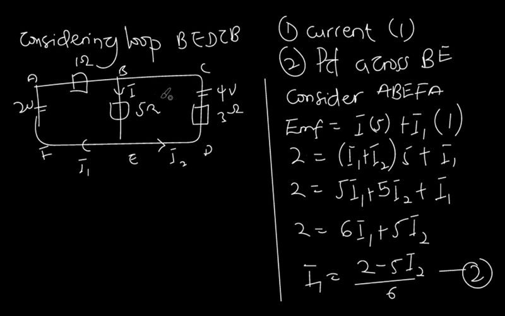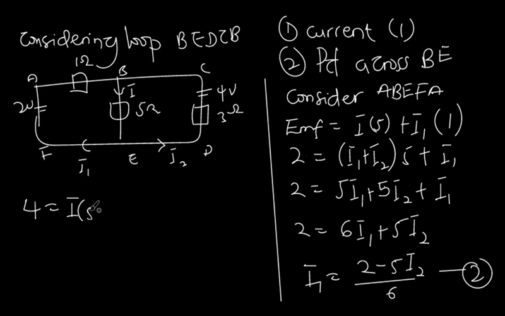Alright, so considering loop B, E, D, C, B, if we consider this closed loop, by the second law, the EMF is equal to what? The potential differences. So the EMF over here is 4, which is equal to, now the first potential difference will be this one, and then the second potential difference will be this one.